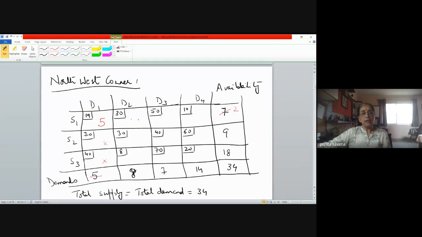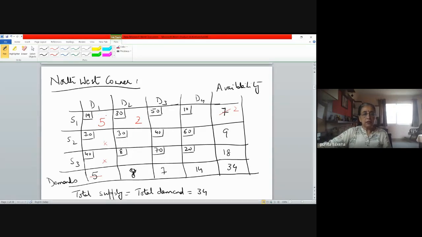See, we are in the cell 1, 2 now. So that means we have to compare between A1 and B2. So we have to choose the minimum of A1 and B2. Now, the minimum of A1 and B2 is how much? 2. So we allocate 2 units here.